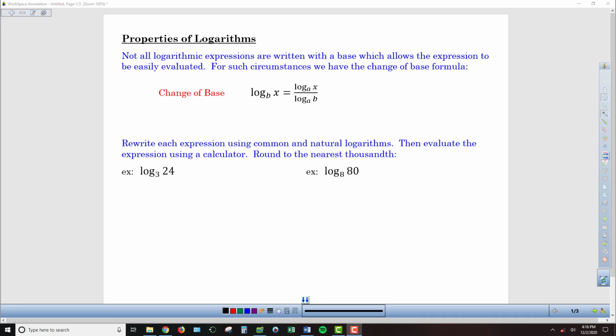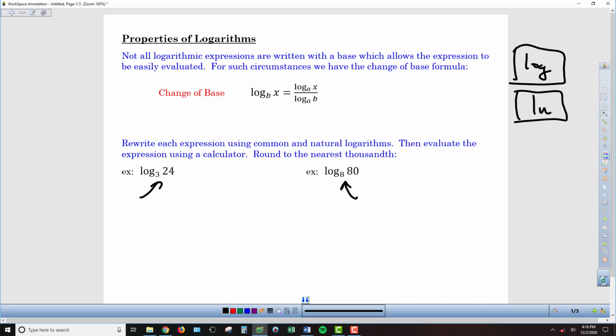So not all logarithm expressions are written in either base 10 or base e, which are calculator friendly. On your calculator, if you're working with a regular scientific or a non-Inspire graphing calculator, you're going to have a log button and you're going to have an ln button. So you're going to have a log base 10 button, you're going to have a log base e, a natural log button, but you're not going to have a log base 3 button or a log base 8 button. But we still want to be able to calculate what those logarithm values are.